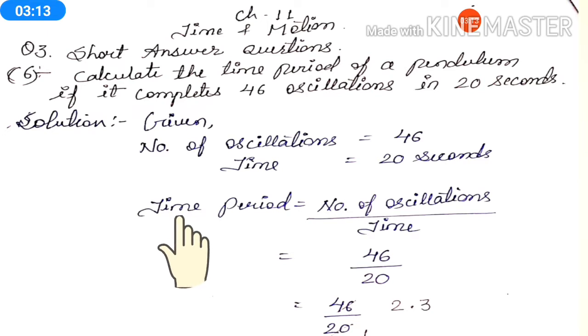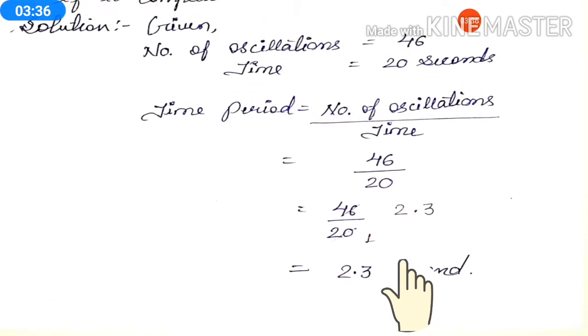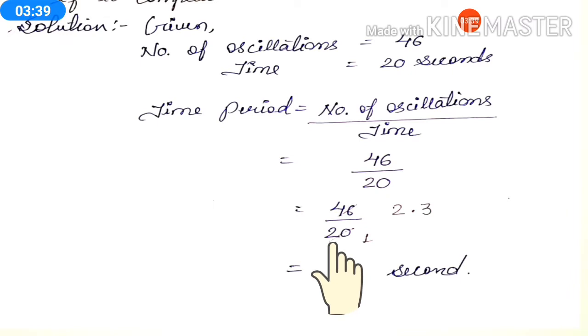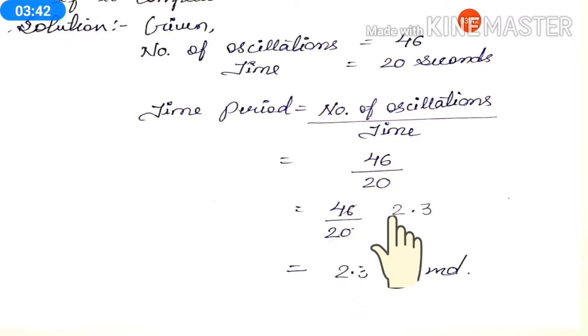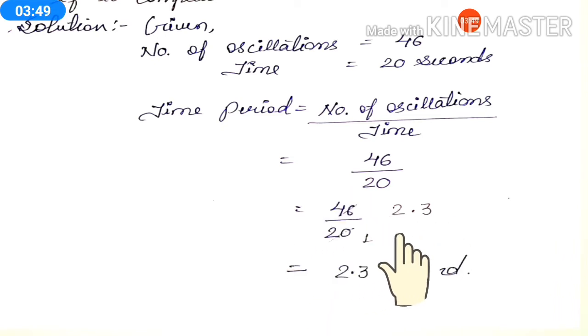So here is the formula for time period. How to find the time period? Time period equals time upon number of oscillations, that is, the time value is divided by the number of oscillations value. Here the number of oscillations is 46 and the time is 20 seconds. So when we calculate 46 divided by 20: 2 twos are 4, 2 twos are 40, then 6 will be left, so 0.23 gives 60. So when you divide, 2.3 will come.